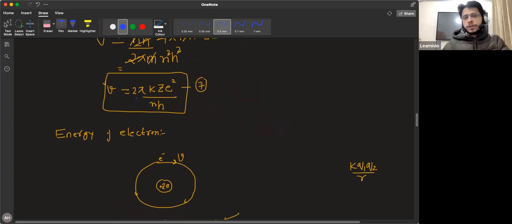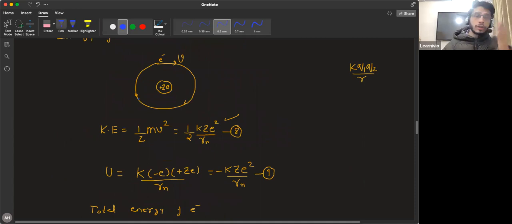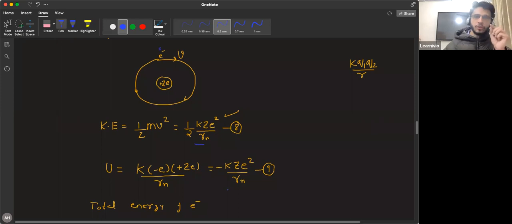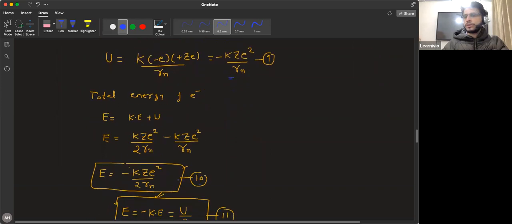After this, we calculated velocity. Velocity is not very important. The next is energy. If electrons are revolving around the nucleus, they will have some energy. Electrons will have some kinetic energy. This is the expression of kinetic energy. Due to the interaction with the nucleus, the electron will have potential energy. This is the expression of potential energy. And then we can calculate total energy.